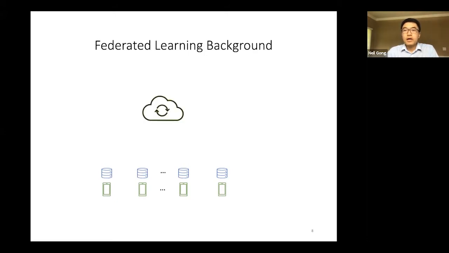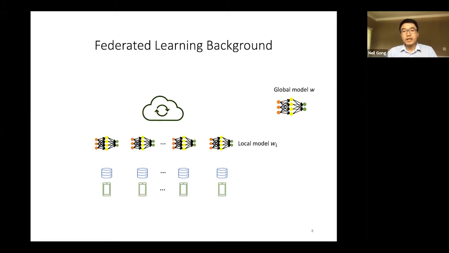Before introducing our attacks, I'd like to describe a little bit more technical background about federated learning. We are given some clients, each client has some data locally. We also have a cloud server. The server maintains a machine learning model called a global model. Each client also maintains a machine learning model called a local model. Then federated learning is an iterative process, and in each iteration, federated learning performs the following 3 steps.